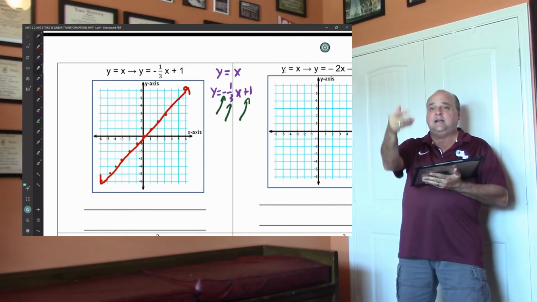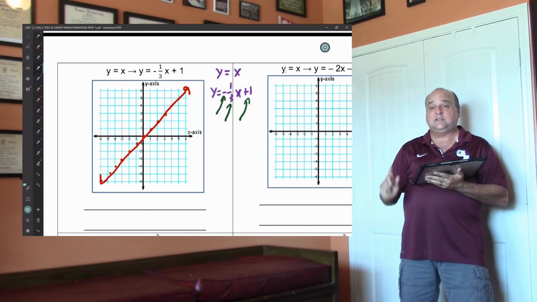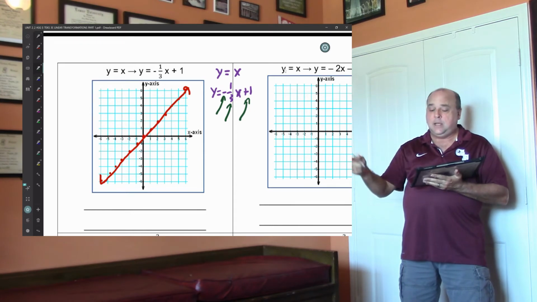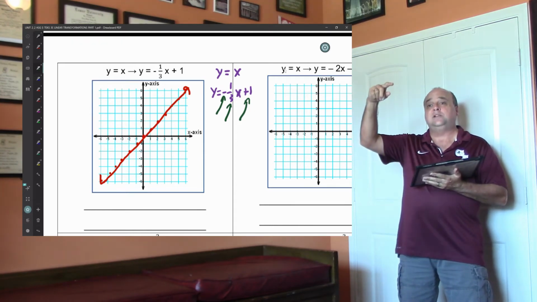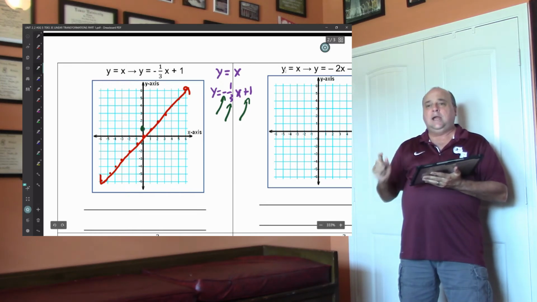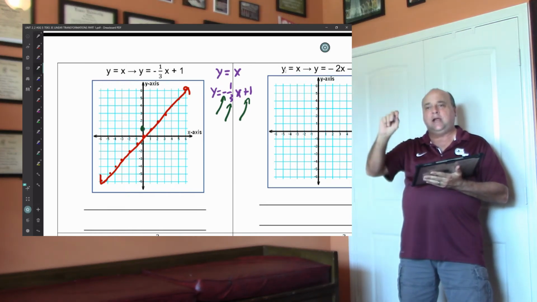So that negative sign is going to flip the line across the x-axis. It won't go up, it will go down. The negative 1/3, or the 1/3, will make it less steep. And then the plus 1 is going to translate it up 1. So start with the starting number 1. And then I'm going to do my slope. I'm going to go down 1, right 3.